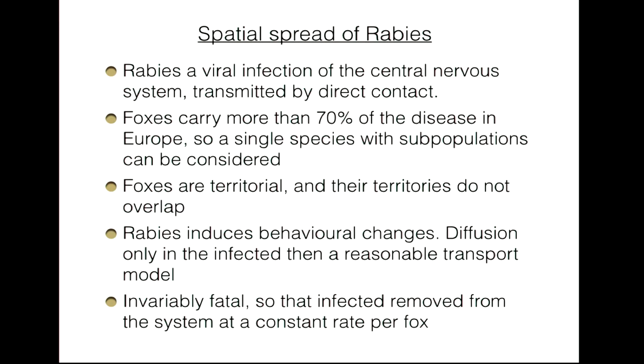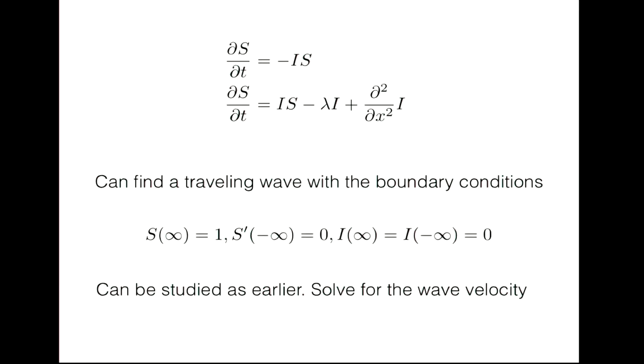So once you contract rabies, the fox tends to die, so that the infected is removed from the system at a constant rate per fox. So the equation that you would write down here is dS by dt equal to minus I times S. This is the second term. This is the diffusion term here. We have scaled various numbers out. Over here, you can take these equations, solve them. So this should be dI by dt. I'm sorry, there's a mistake here.